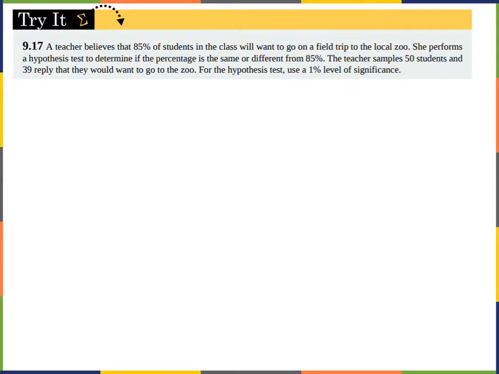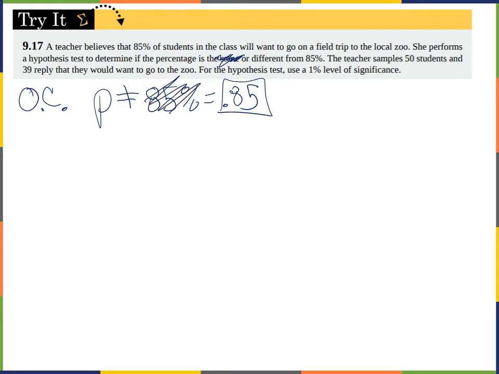So what we're going to do is first write our original claim. She wants to test the claim that the percentage is the same or different than 85%. So let's clear that up. Let's say it's different from 85%. Okay? So we're going to test the claim. The original claim is that the proportion is not equal to 85%. Okay? Or we could write that as 0.85. Remember, we should probably write it as a decimal when we're talking about it in terms of proportion. So I'll go 0.85. So that's the original claim.